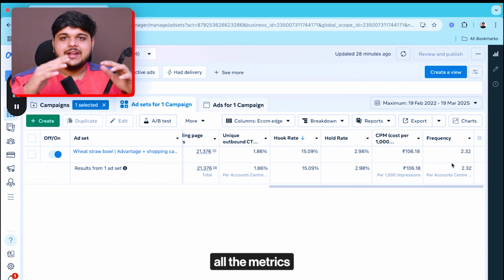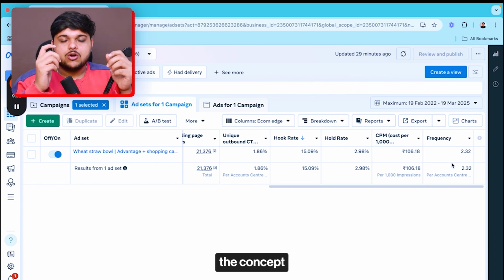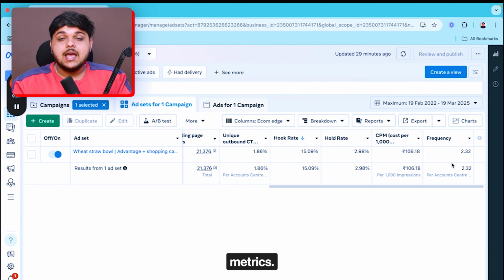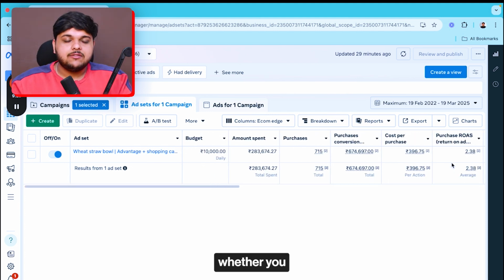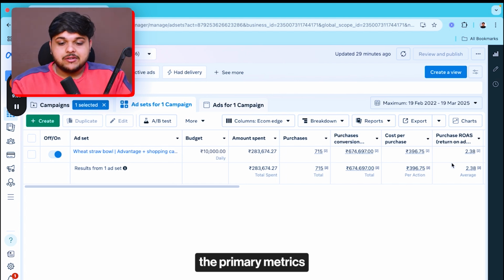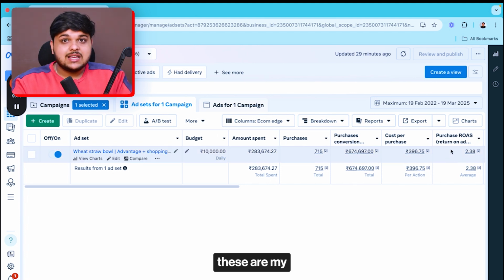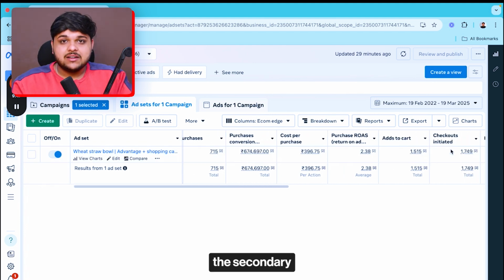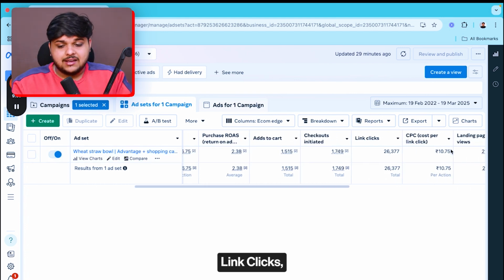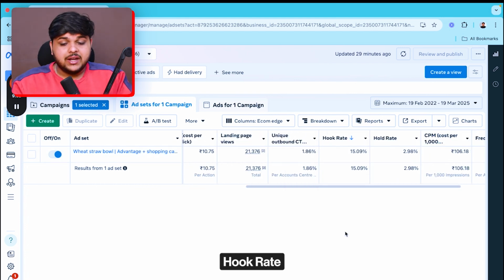So now that you know all the metrics I track, all of these metrics are not important. So you need to understand the concept of primary metrics and secondary metrics. Primary metrics are the ones that actually decide whether you should keep running your campaigns or turn them off, because those are the real objectives of running the campaign. So for me here, the primary metrics are purchases, purchase conversion value, cost per purchase, ROAS. These are my primary metrics. And for me, the secondary metrics are add to cart, checkout initiated, link clicks, unique outbound CTR, hook rate, hold rate, CPM, frequency, all of that.